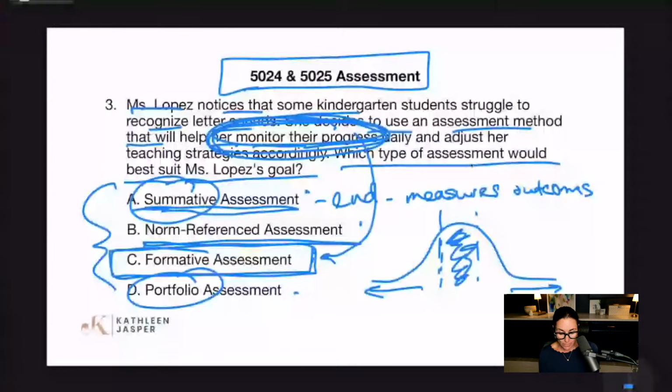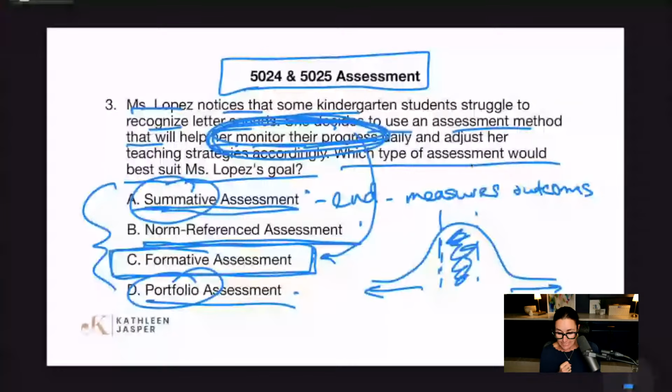And of course, portfolio is a collection of work over time. All right. So writing portfolio, math portfolio, reading portfolio, it's not everything the kid does. It's usually the final draft of like their writing, maybe over the last 3 weeks or something. There are 3 different assignments in there or whatever. A portfolio can be of anything. An art portfolio can be anything, right?